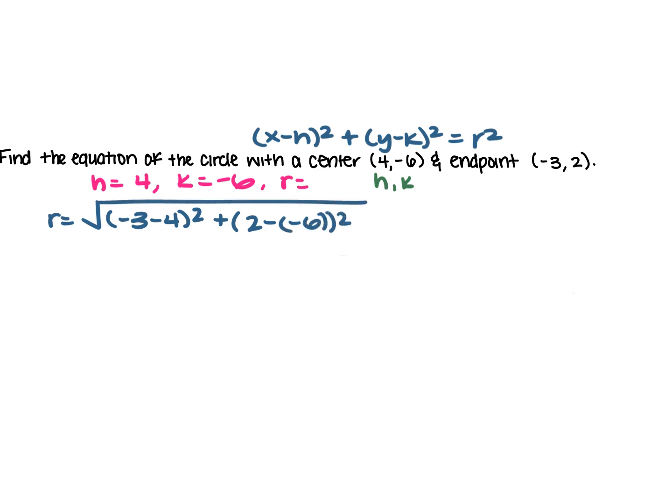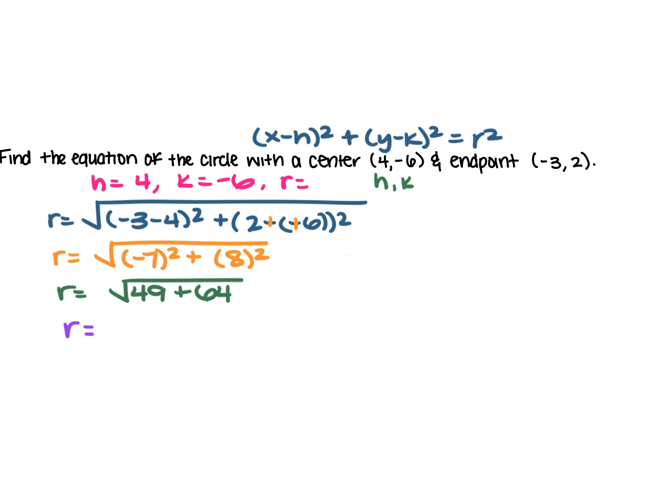Your negative 3 minus 4 gives you negative 7. That 2 minus negative 6 becomes 2 plus 6, which is 8. That negative 7 squared is 49. The 8 squared is 64. When you add underneath the radical, your 9 and 4 give you 13. You carry the 1, so that's 5 and 6, which is 11. So you have the square root of 113. From here, you don't need to simplify that because it's not asking you for your radius in simplest radical form. You're just plugging that into your equation of a circle. So your radius is the square root of 113.